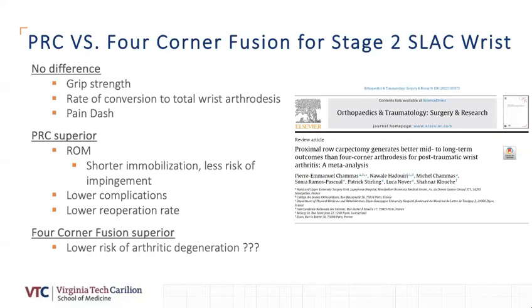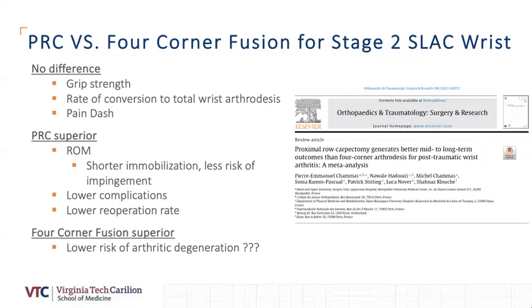They showed that it did have better range of motion after the surgery. Partially, this could be because there are shorter immobilization periods, so they're able to move quicker. And also, the four-corner fusion is more likely to have impingement since you're having to realign the bones and putting in those fixation devices. The PRC was also shown to have lower complications. And again, the four-corner fusion is more technically difficult and you have to get the bones aligned up. So it makes sense; that's what they were saying is probably the reason for lower complications. And they also subsequently showed the PRC had lower reoperation rates.